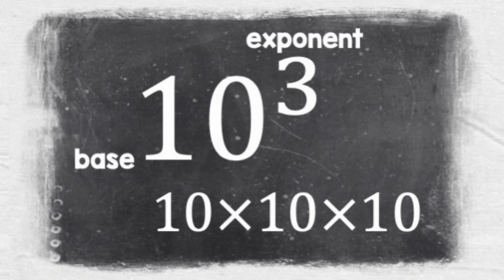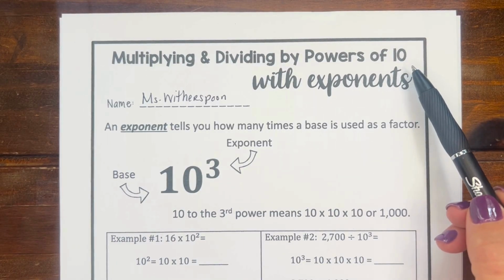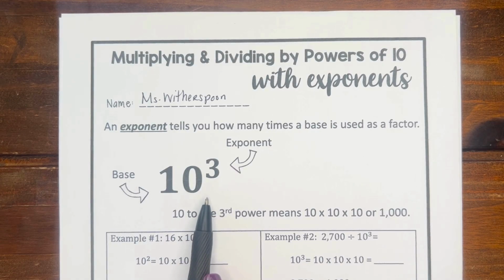How about this one? If you said 10 to the 3rd power, good job. 10 to the 3rd power is 10 times 10 times 10. 10 multiplied by itself 3 times. Because today's lesson focuses on multiplying and dividing by powers of 10, the base will always be 10. The exponent tells us how many times the base is used as a factor. So 10 to the 3rd power is 10 times 10 times 10, which is the same as 1,000.